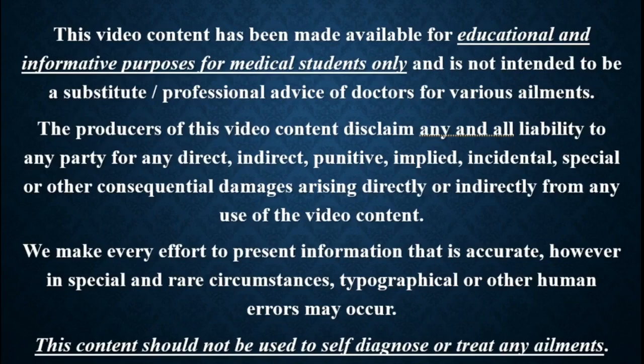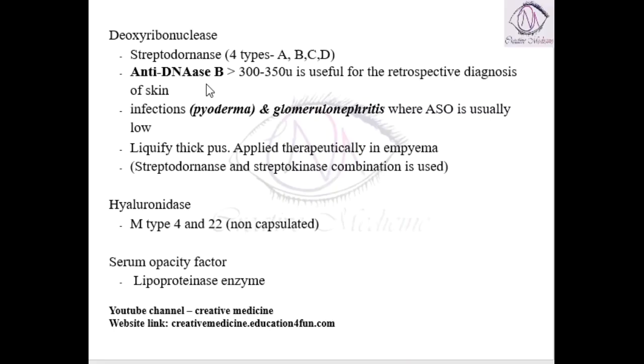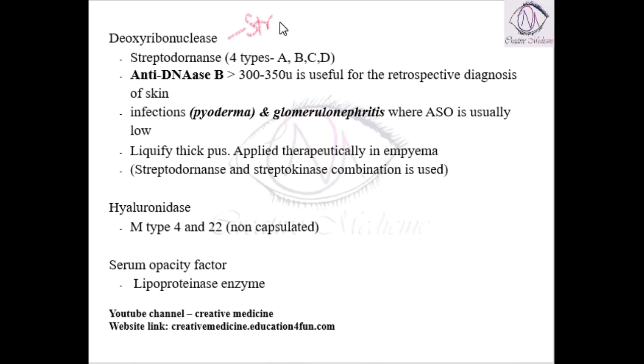In this lecture, we will learn about deoxyribonuclease. Deoxyribonuclease is also an important enzyme for Streptococcus. Okay, what does this deoxyribonuclease do? It is also called streptodornase. This deoxyribonuclease is of four types. We have type A, type B, type C, and type D. Among all these, type D is very important.